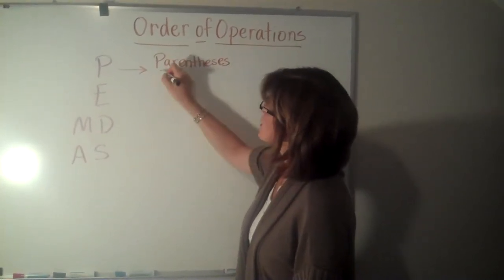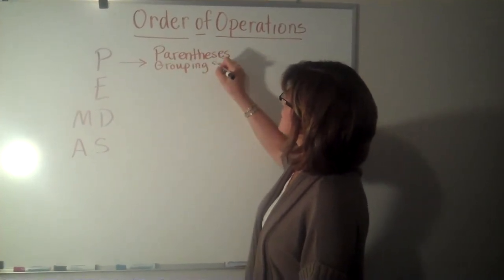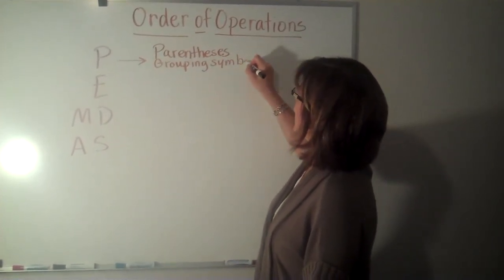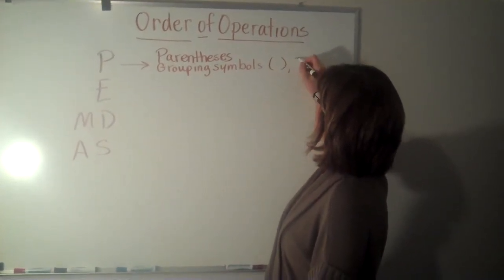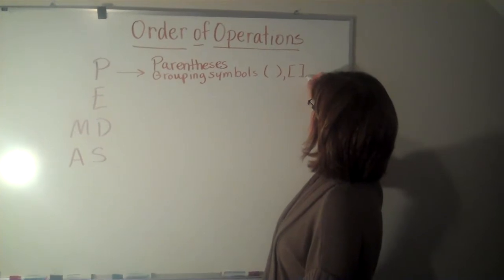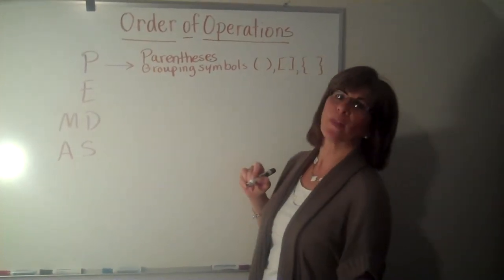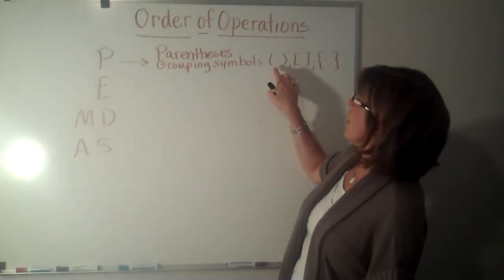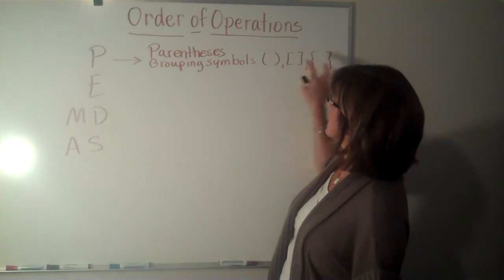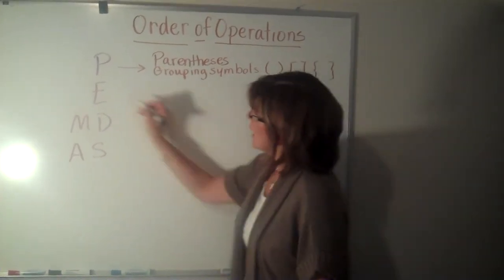I'm going to add to this grouping symbols. Because in algebra, which is where you're headed, you have parentheses, you have brackets, and you have these things. Don't remember what they're called, but they're there. So this is how you start. Then you can put these around this and these around all of those.